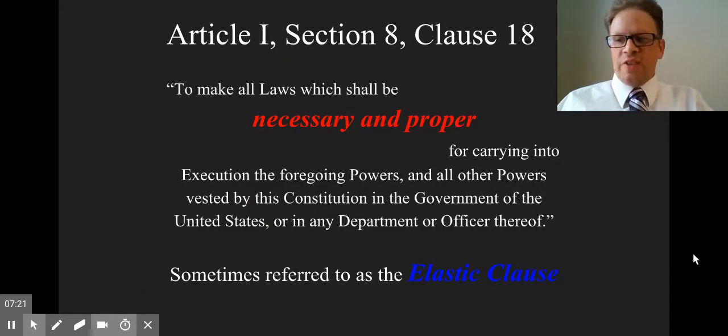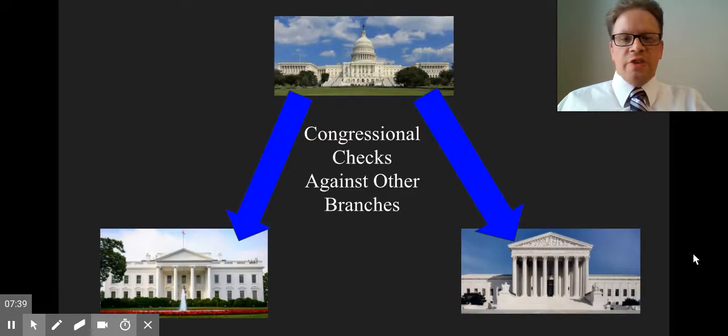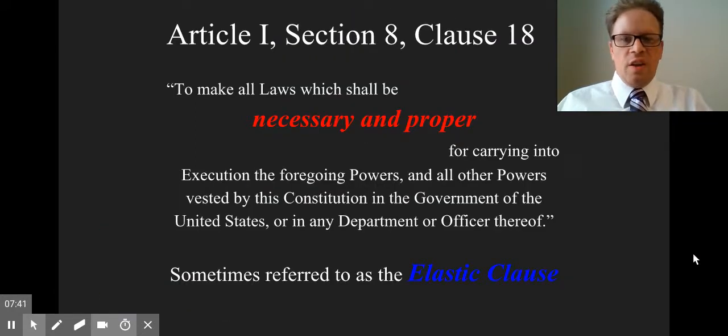Congress also exercises implied powers, which were given to it by the necessary and proper clause in the Constitution. This clause, which is Article 1, Section 8, Clause 18, states that Congress may make laws necessary and proper for carrying out all the other powers it was granted. Sometimes that is called the elastic clause because it is so vague that it has been stretched to basically cover most everything.